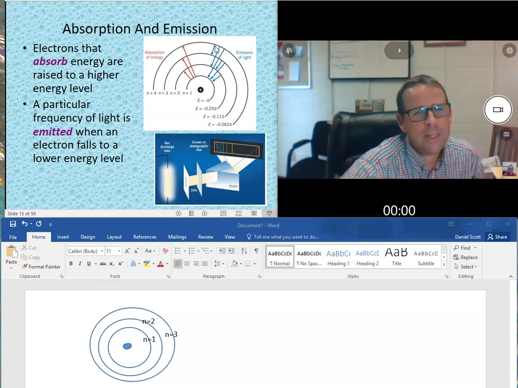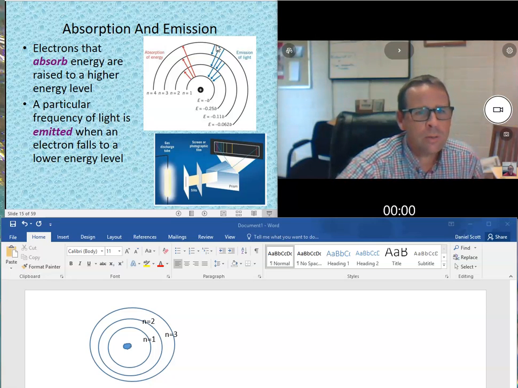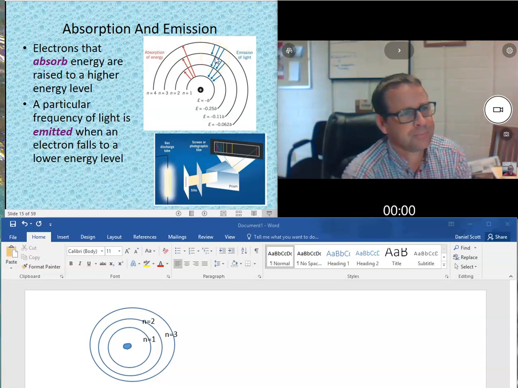So, let's see if we can put that all together in our heads. If there's a transition from n equals 4 to n equals 3, and there's also a transition from n equals 4 to n equals 2, which of those transitions will release a photon with the shorter wavelength?